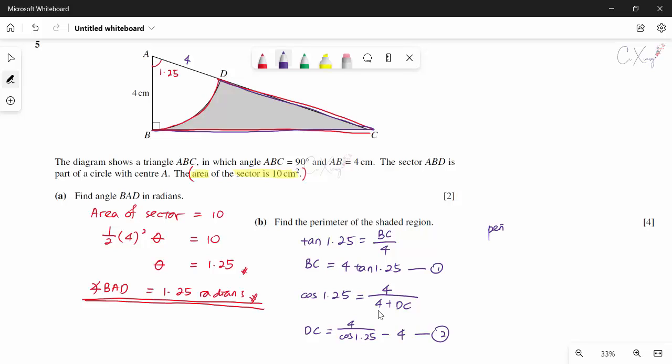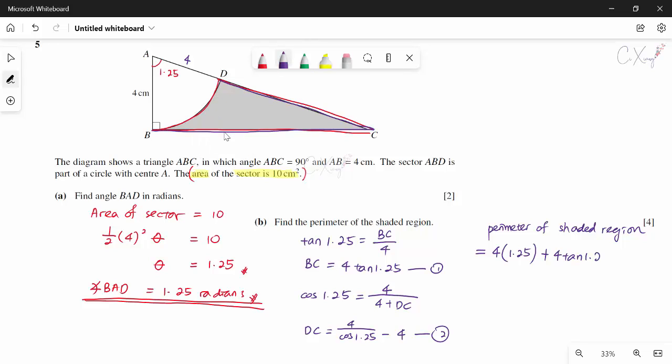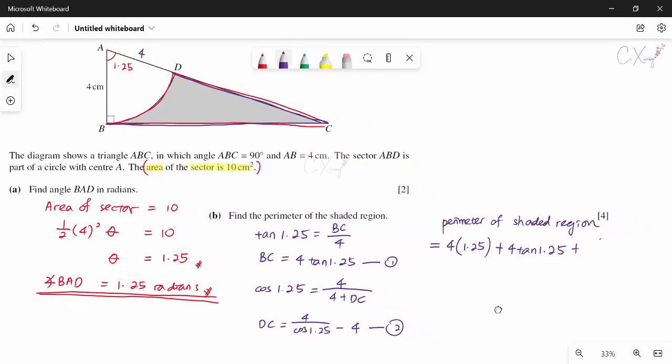Then I can start to find out the perimeter of the shaded region. Like what I mentioned just now, there are 3 parts. The first one is the arc BD. The arc BD will be r theta, which is 4 times theta, 1.25. Then plus the length of BC, so I substitute 4 tangent 1.25. And the last part is the length of DC, and again I put in the length of DC in our calculation.